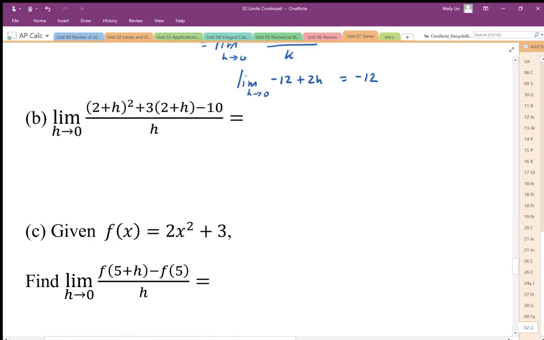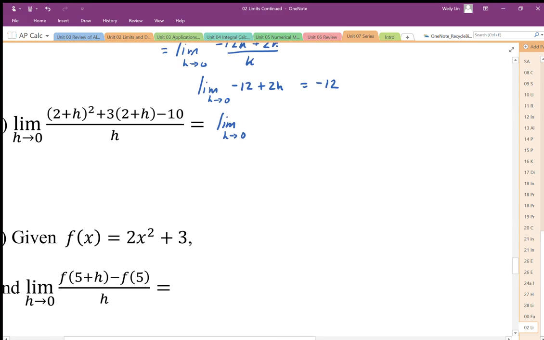So there's my limit. This one here, same thing. I need to algebraically rearrange this to get rid of this divide by 0. If I put in 0 here, I get 4 plus 6 minus 10, which is 0, divided by 0. Again, problem. So I'm going to algebraically manipulate this and see if I can get rid of that divide by 0, and then I can evaluate this. So I'm going to end up with 4 plus 2h plus h squared plus 6 plus 3h minus 10.